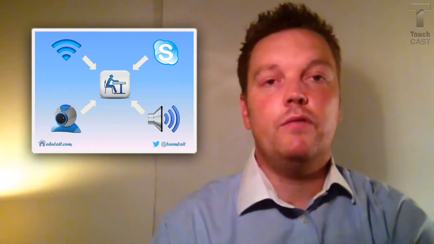What kit do you need? Very, very simple. You need an internet connection, a Skype account, a webcam and some speakers. Most of those pieces of equipment are available in most classrooms now, and a Skype account is free, so there's no real need to go out and spend a huge amount of money.